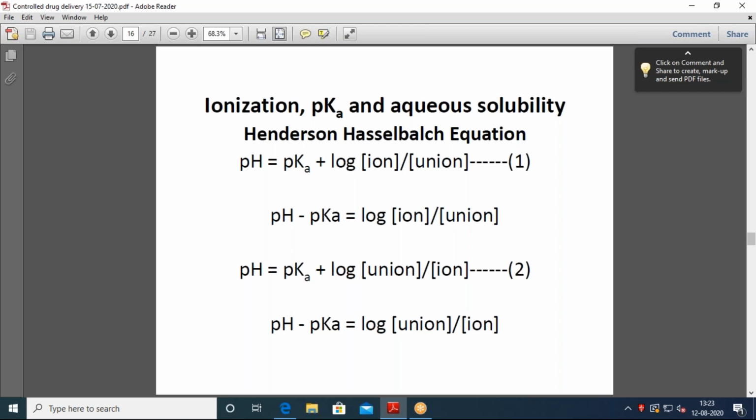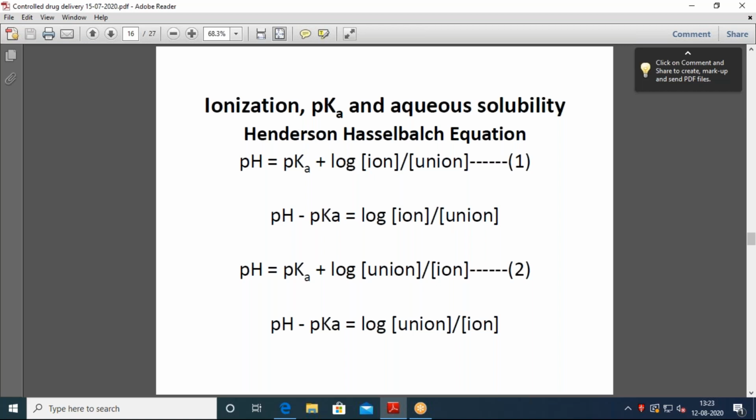Is it clear? To what extent, for example, this ratio between the ionized and the unionized fraction is determined by two terms actually. One is the pKa value of the drug, and the second is the prevalent pH. Are you able to understand? These are the two that determine the proportion of unionized to ionized drug. Is it clear?